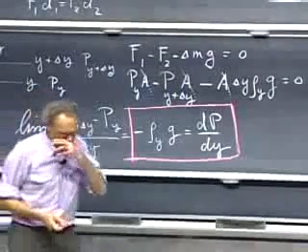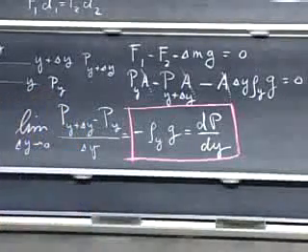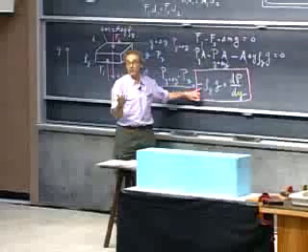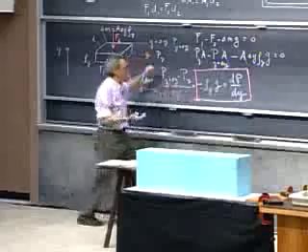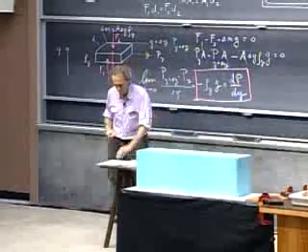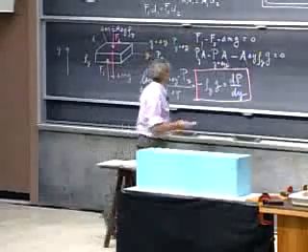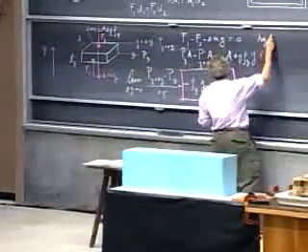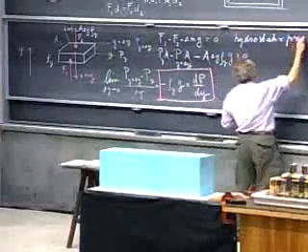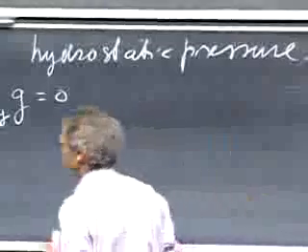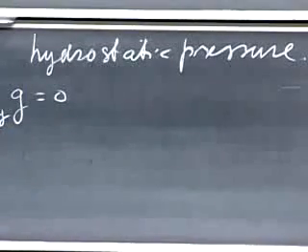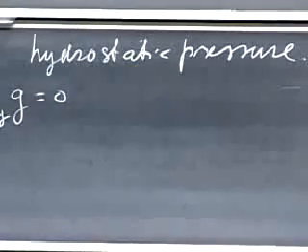And this tells you that when you go to increasing values of y, the pressure will go down. It's a minus sign. Very natural. If you go with decreasing values of y, then the pressure will go up. And we call this hydrostatic pressure. So it's due to the fact that there is gravity. Without gravity, there is no hydrostatic pressure.